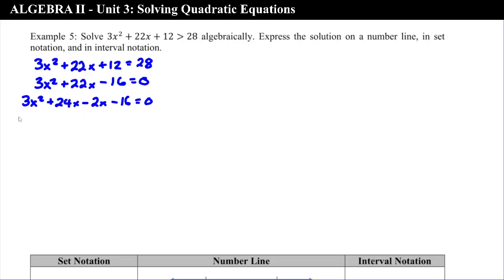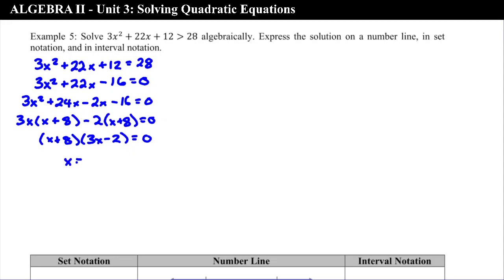And now we can factor by grouping. We can pull a 3x out here. That leaves an x plus 8. We know we want an x plus 8 over here. And the way we achieve that is by pulling out a negative 2. And so we have x plus 8 times 3x minus 2. So for the x plus 8, we know that our solution here is going to be negative 8. And then our solution for the 3x minus 2 is going to be 2/3.